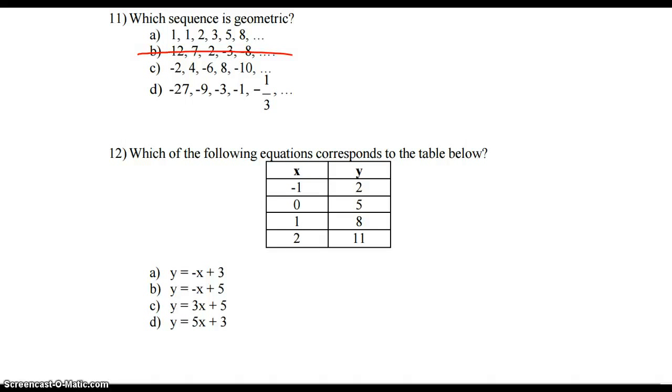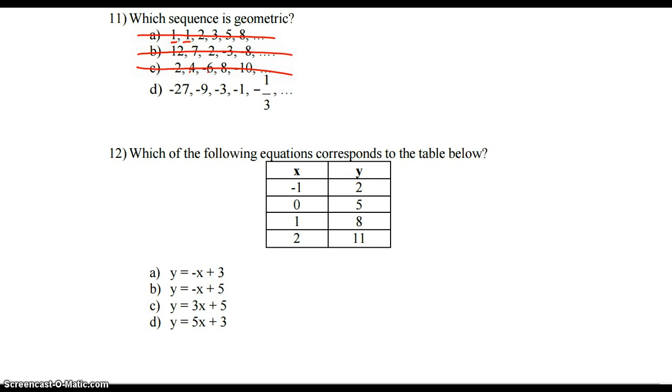Now geometric has to multiply or divide by the same amount each time to get the next term. So I can eliminate A, because if I look at the first term to the second term, I'd multiply by 1 to get the next term, but multiplying by 1 would keep me just at 1, so A doesn't make sense as a geometric sequence. Now, geometric sequences can go from negative to positive if you're multiplying through by a negative. So let's check C. Negative 2 times negative 2 would get me to 4. However, 4 times negative 2 does not get me to negative 6. So C is not the geometric one, meaning D has to be.